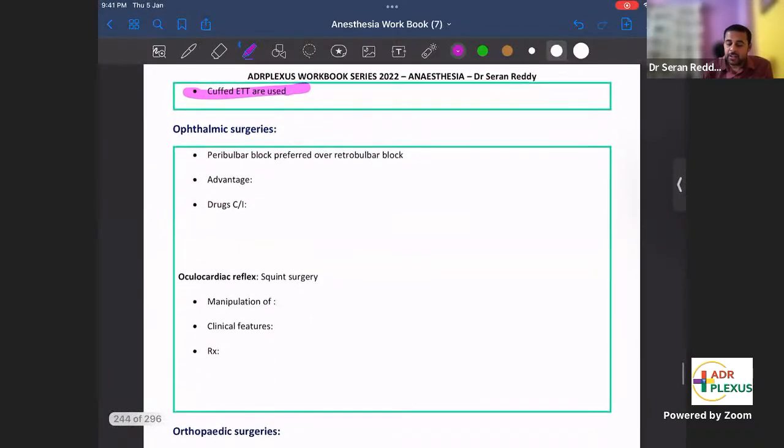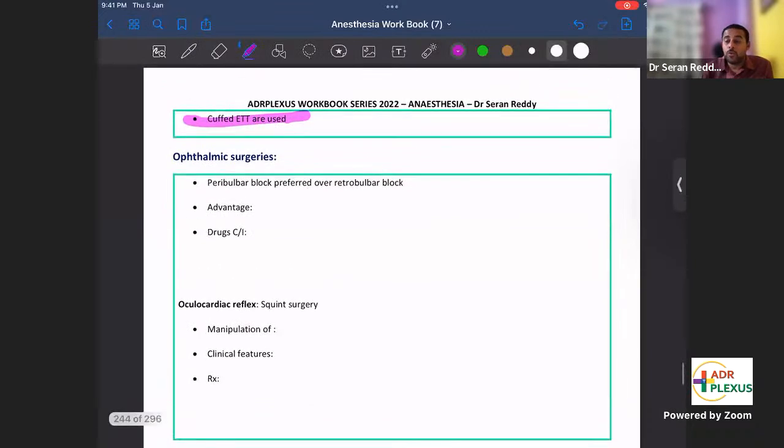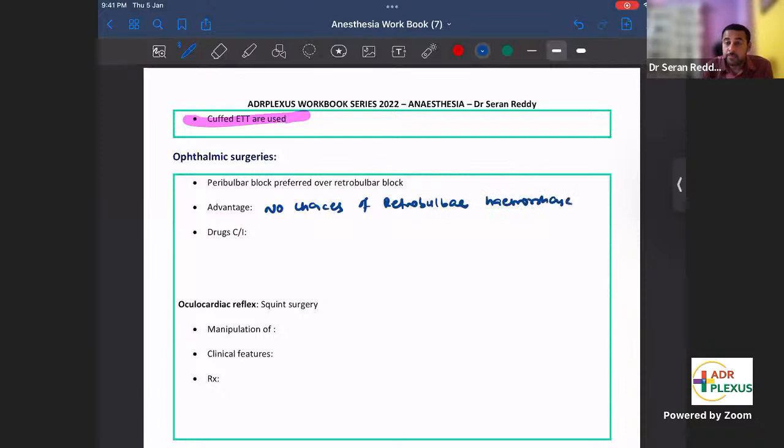Then coming to ophthalmic surgeries, peribulbar block is usually preferred over the retrobulbar block. The reason is that with peribulbar block there are no chances of retrobulbar hemorrhage. And what are the drugs contraindicated? Ketamine and succinylcholine, because they increase the IOP.